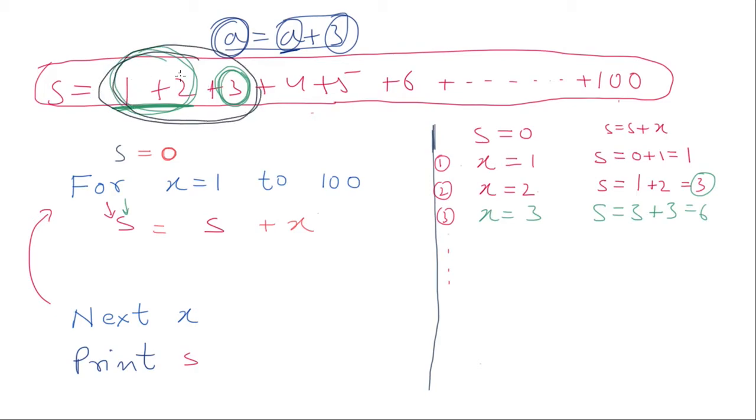s is engulfing one variable at a time, or not, right? It is eating it up, or not, right? So in the next loop what will happen? x will be 4 and the old value of s will be all these 3 things added, and these 3 things plus 4 will become the new value of s, right? Is that clear? And like this it keeps on going till 100.